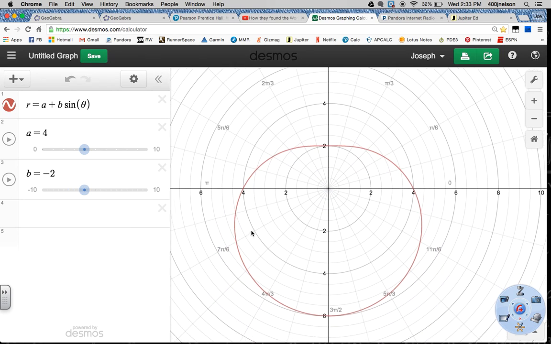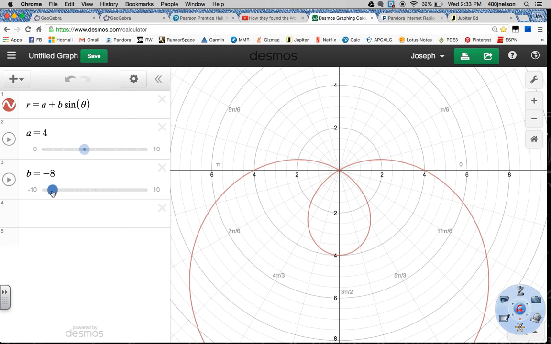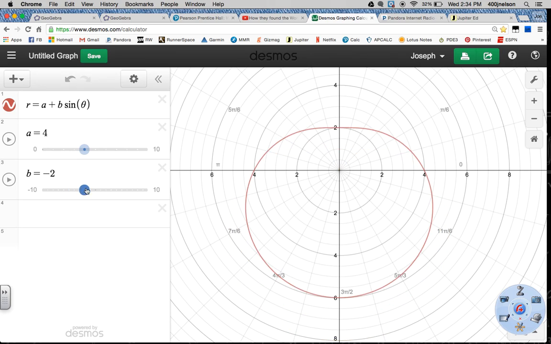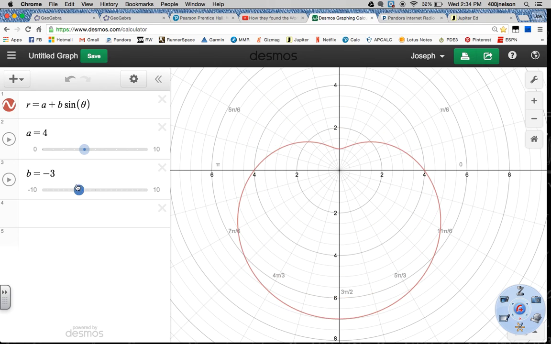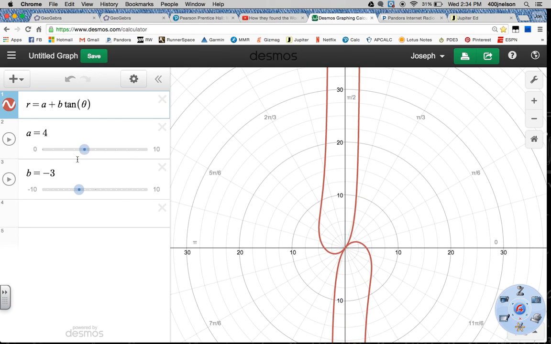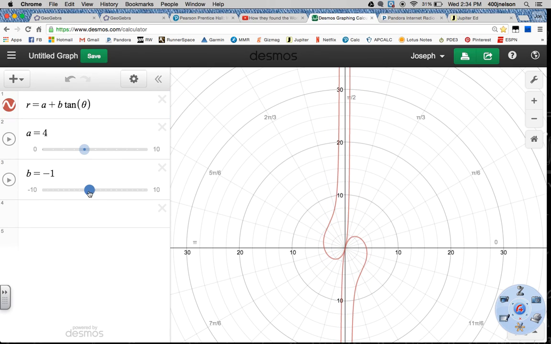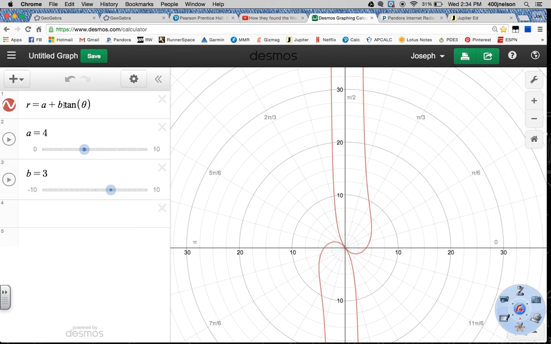But notice how cool this is with Desmos. You can't do this with your calculator this quickly. You can see the effect of B just by sliding this B value back and forth. So notice if B is positive, it opens up that way. If you get an A minus B, it opens up this way. And likewise for cosine. So this is kind of cool. I have no idea what's going to happen if I type in tangent here, but that's kind of weird. I've never seen that before. But this is really kind of cool with the sliders on Desmos. So hopefully you familiarize yourself with that.